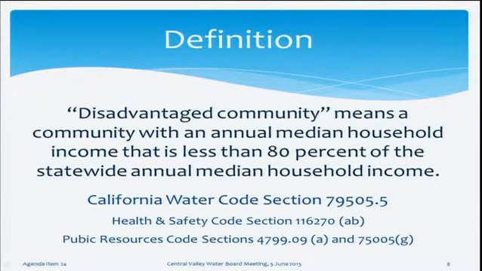The California Water Code's definition for disadvantaged community is a community with an annual median household income that is less than 80% of the statewide annual median household income. A very similar definition is contained in the Health and Safety Code and the Public Resources Code. This definition is used by the water boards and the Department of Water Resources, and it's a definition that staff is recommending for use in the Irrigated Lands Program. So now I will discuss tools available to delineate disadvantaged communities.